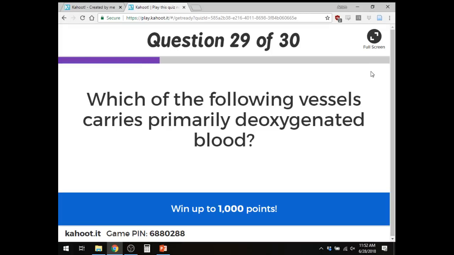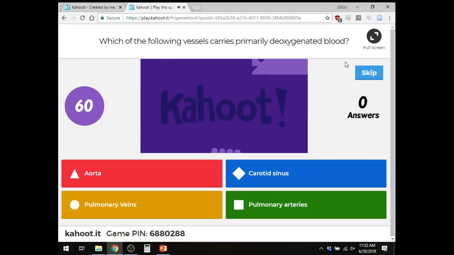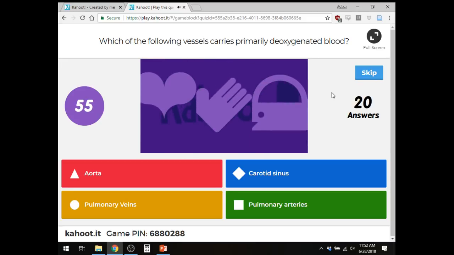Which of the following vessels carries primarily deoxygenated blood? The aorta, the carotid sinus, the pulmonary arteries, or the pulmonary veins? Deoxygenated blood.